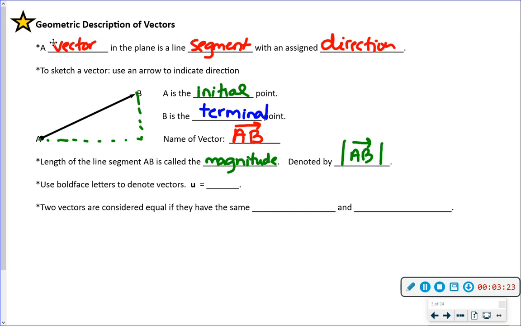Now, you'll see too, it's really fun for me to type it all. When we do vectors, they can use some bold-faced letters to represent them, one of the notations. So you can do it vector AB, or they might just define it vector U. Different ways to do it. And of course, two vectors are considered equal if they have the same direction, so they're headed the same way, and the same length or magnitude.